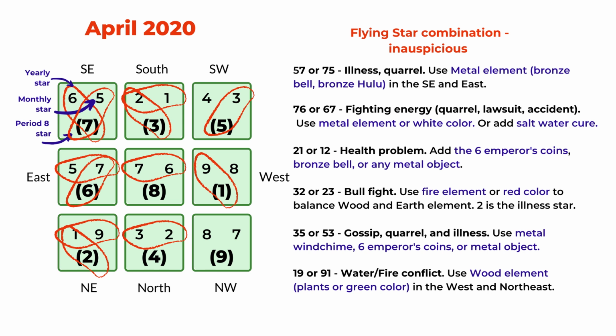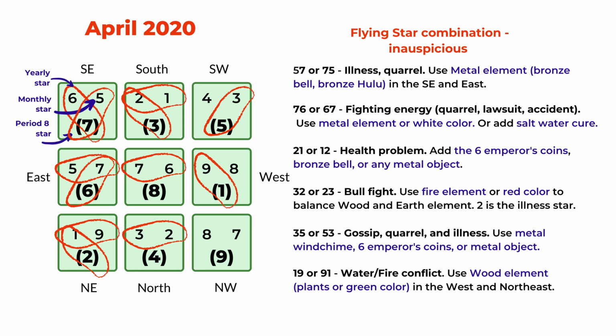Next, we look at the west. It has a 9-1 combination, and the 9-1 or 1-9 presents the water-fire conflict because 1 is the water element and number 9 is the fire element. So we can use the wood element, either plants or the color green. The wood element can balance out the water-fire conflict. And it's the same on the northeast side. You can see there's also a 1-9 combination there.